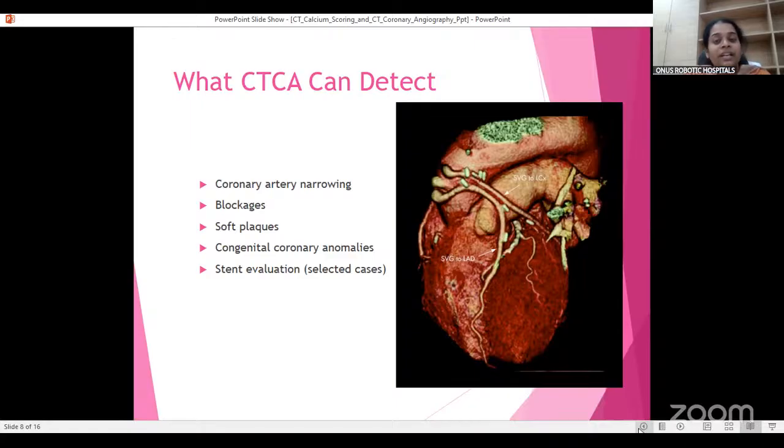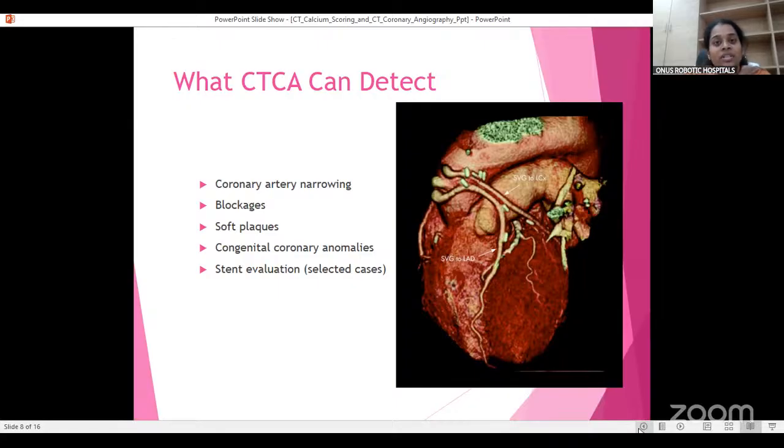And apart from CAD, we can detect other things from the CT coronary angiogram, like coronary anomalies. In the pediatric age group, when they have chest pain and on the echo we suspect there are some coronary anomalies, then also we can advise a CT coronary angiogram.